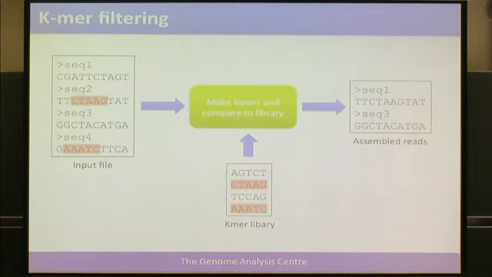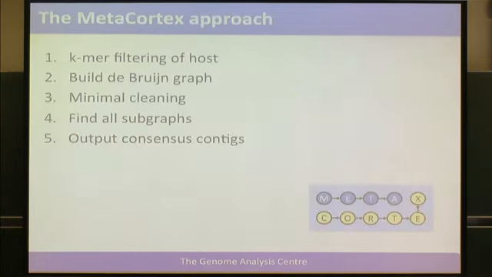We have a K-mer library, and we look through the reads, and we make K-mers by moving a window across, as you saw earlier for assembly, and we compare the K-mers in the reads with the K-mers in the library. If there's more than a threshold value, and often we just use 121-mers, often not more than one is enough, then the read doesn't make it into the assembly. So that's K-mer filtering.